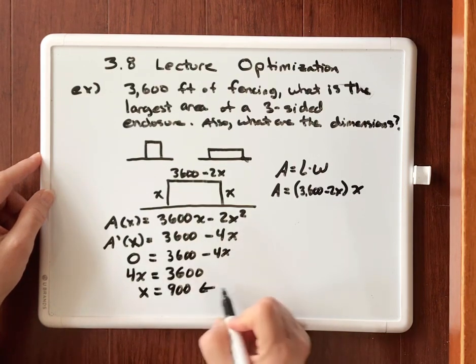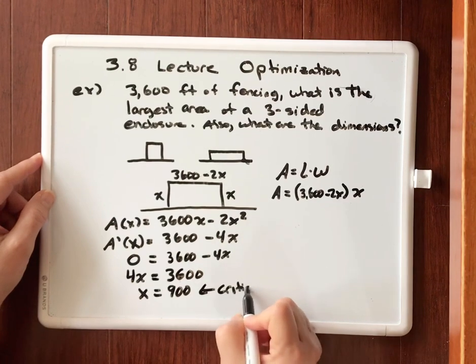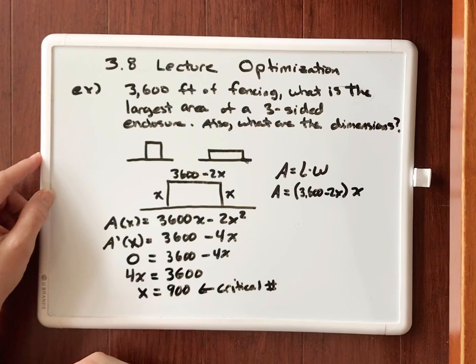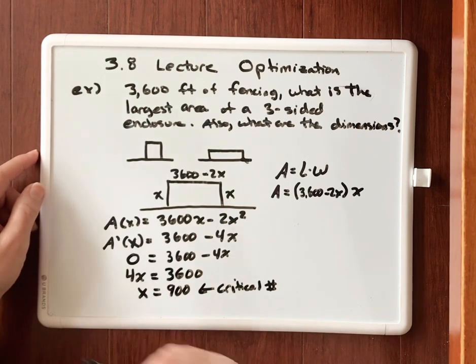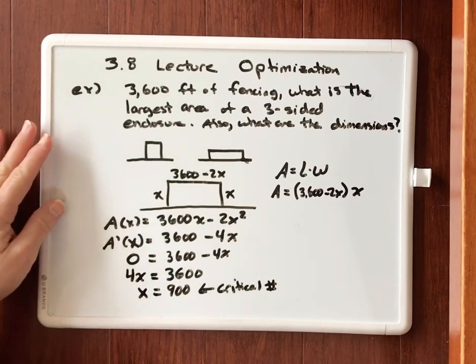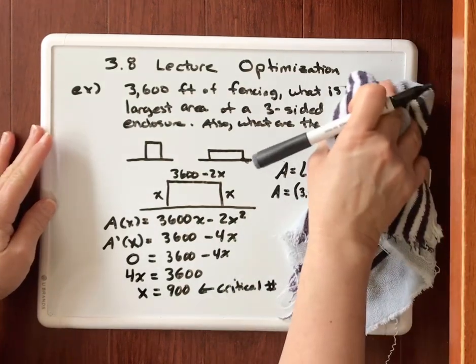Now what we found here is a critical number. Okay. All right, I'm going to erase this, give you a moment. All right, so what are we going to do with that critical number? Let's continue. I'm going to erase all this right here.